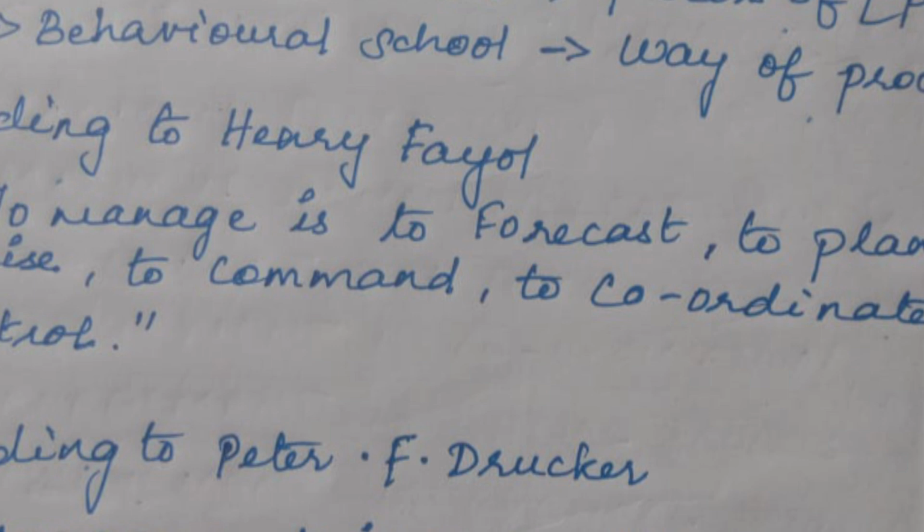Next, the author's definitions. First, according to Henry Fayol, to manage is to forecast, to plan, to organize, to command, to coordinate and to control. What do you mean by forecast? Forecast means to see or to plan for the future. To command here means to give orders or to tell somebody to do something. And to coordinate and to control.